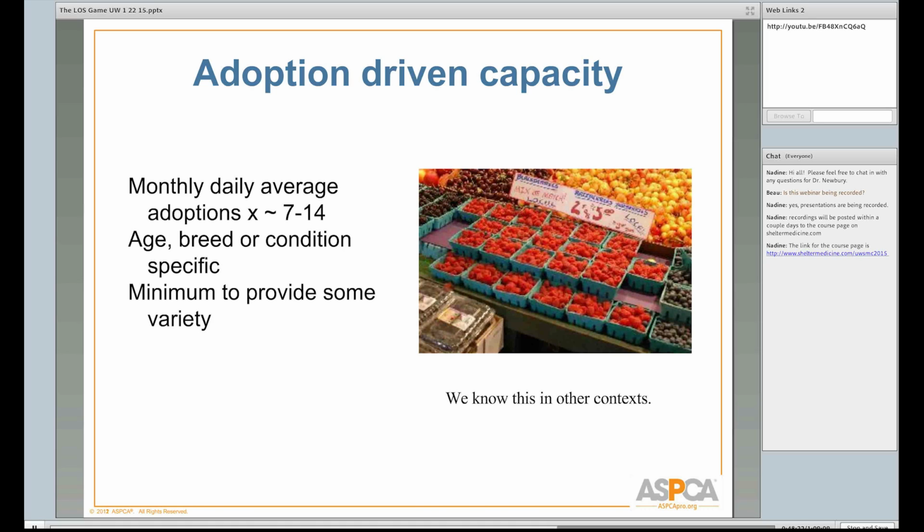The other is this whole idea that we call adoption-driven capacity. Basically, you want to have a good match between the number of adoptions you're likely to do and the number of animals you have up for adoption. There's all kinds of math that we do surrounding this, and I'm not going to go into that in too much detail today because we don't have time in a 1-hour lecture. But say you have 30 animals up for adoption in your shelter, and you're likely to do 30 adoptions that month. How do we know you're likely to do that? We can look at your historical data and say you've done 30 adoptions every month for the last 5 years.